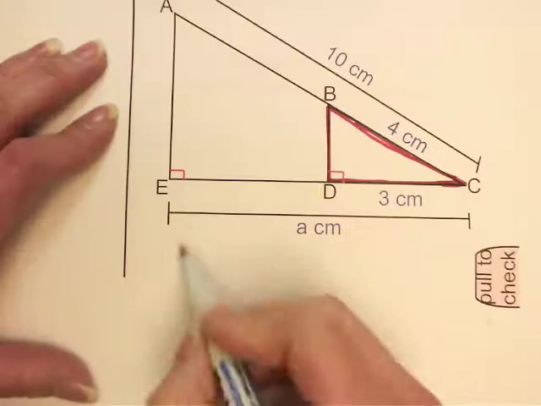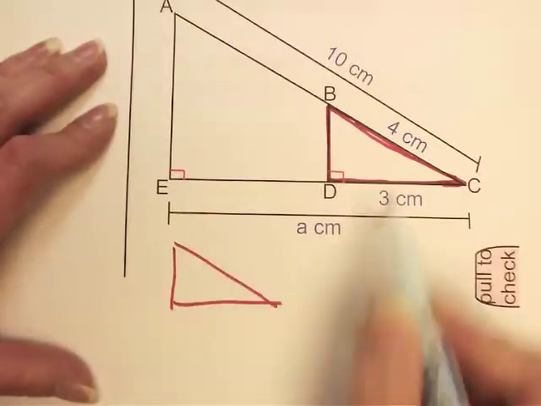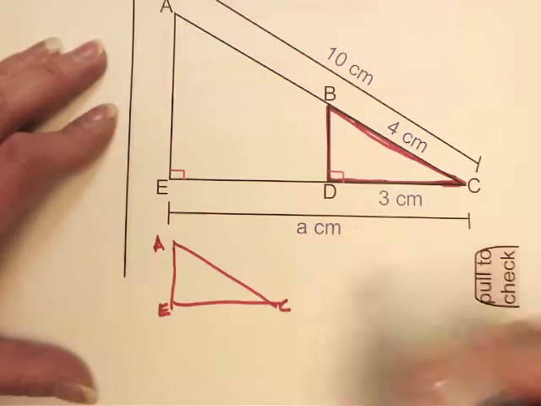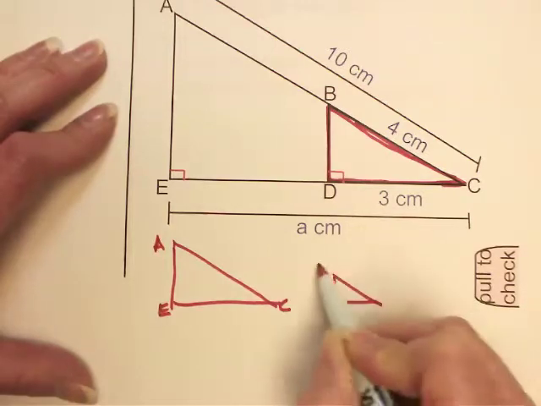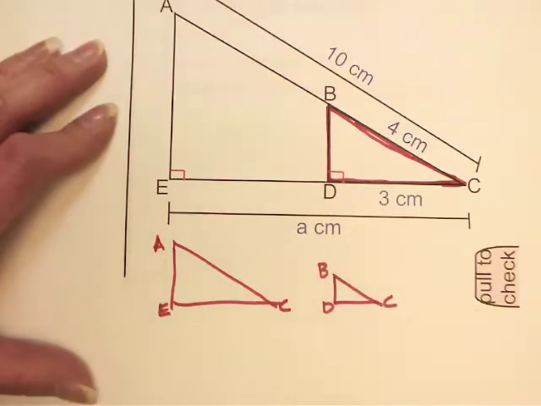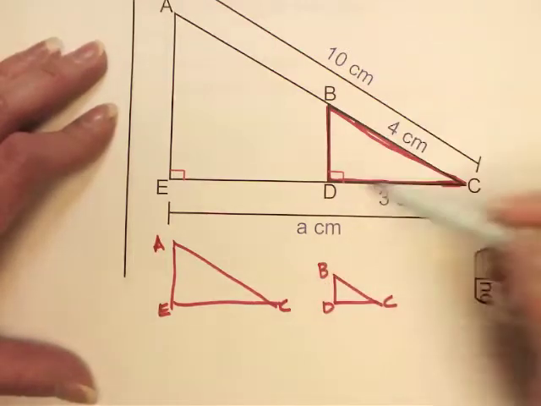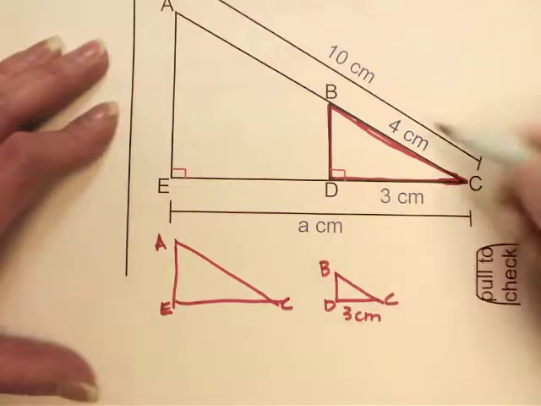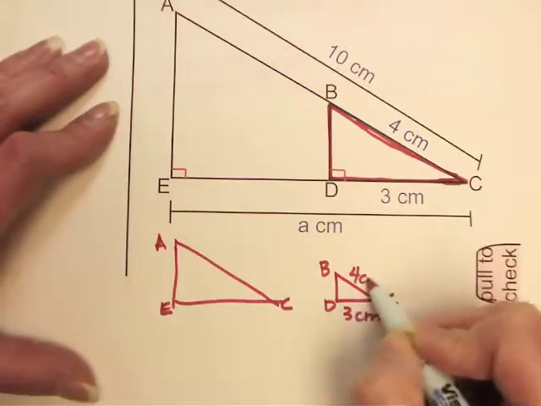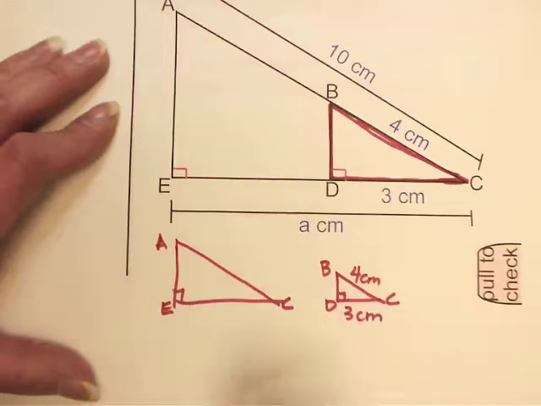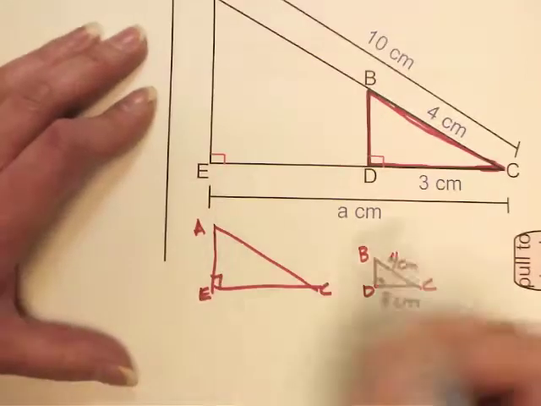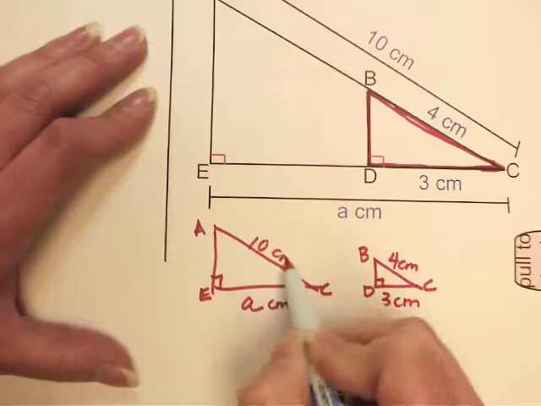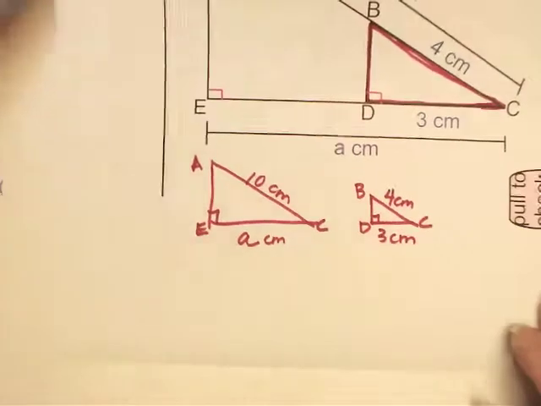So I'm going to separate. I know I have a big triangle, which is A, E, and C. And then I have a smaller triangle, which is B, D, and C. Now I'm going to label it. I notice my small triangle has a bottom leg of 3 centimeters, and then it has a hypotenuse of 4 centimeters. These are right triangles. My larger triangle has a leg length of A centimeters and a hypotenuse of 10 centimeters. So I'm separating it so it's easier to match.